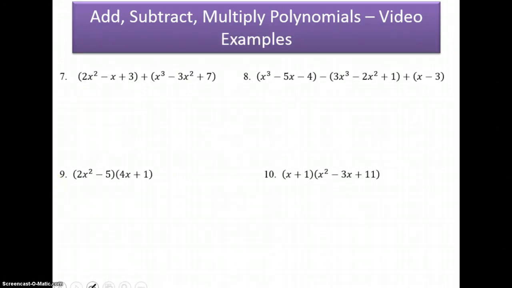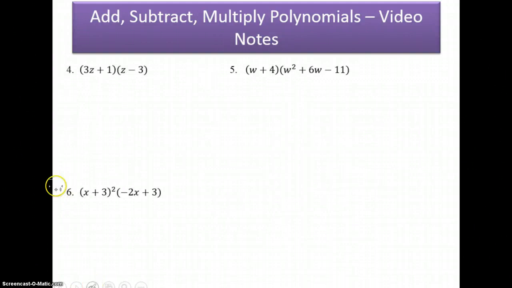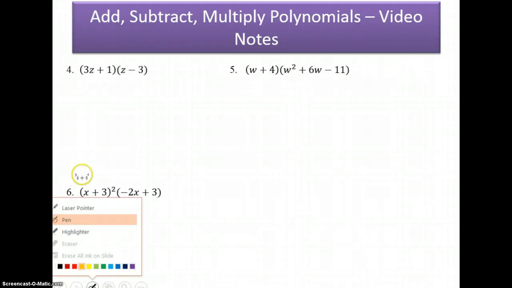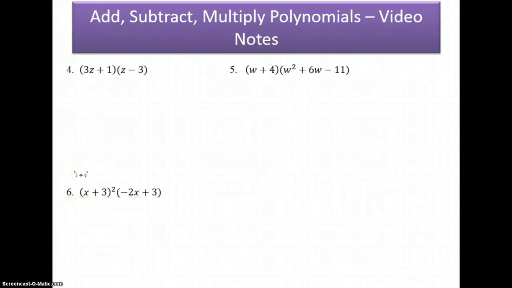Okay, now we're going to multiply. When we multiply, like terms do not matter. We can multiply anything together. So number 4, this is just your typical foiling. You're going to multiply every term in the first by every term in the second. So we're going to FOIL. We're going to do 3z times z, which is 3z squared. And then we have 3z times negative 3, which is minus 9z.